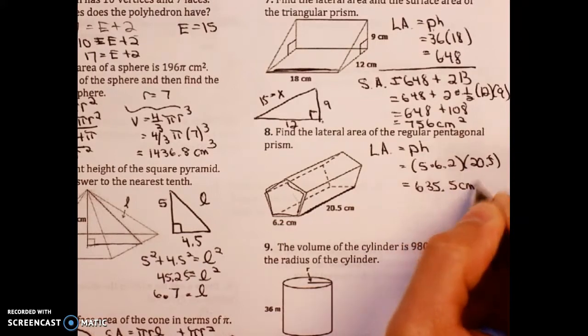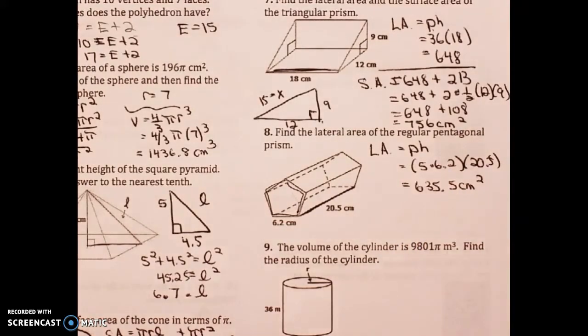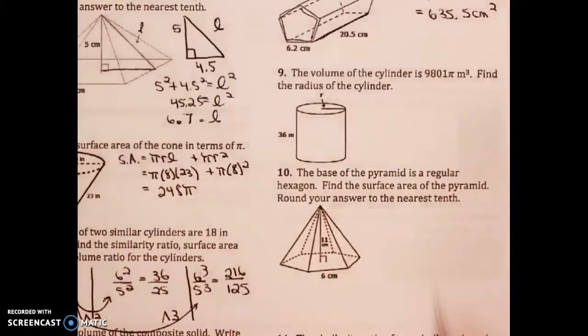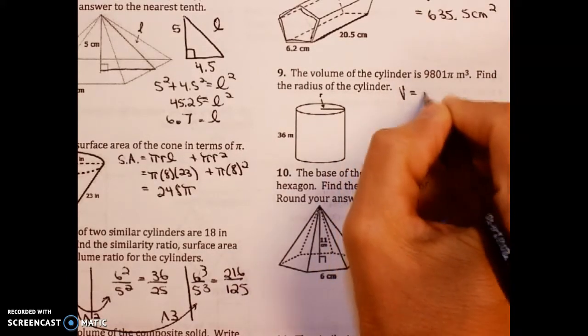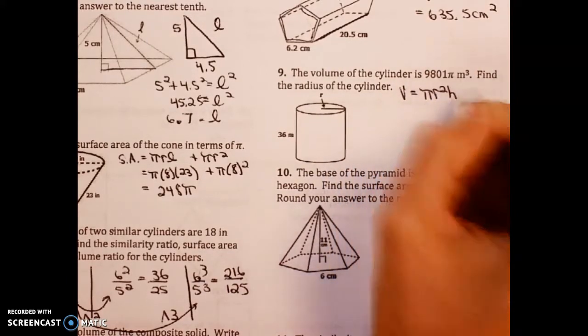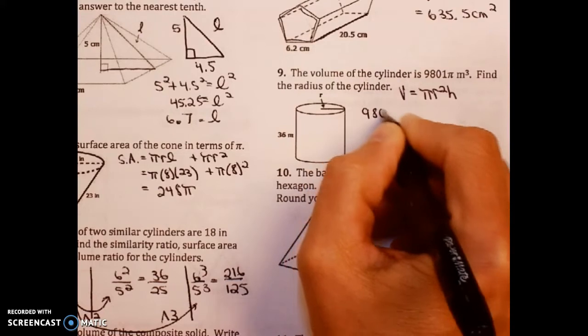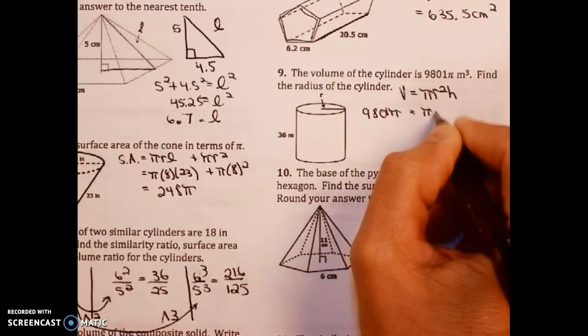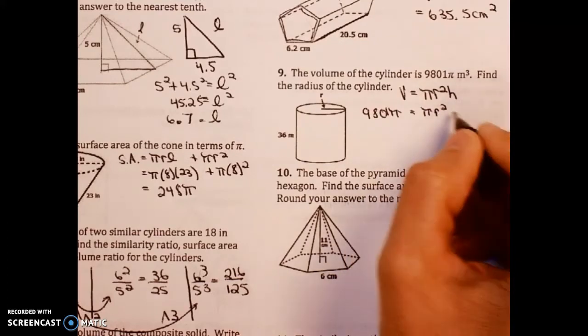.5 centimeters squared. And if I have time at the end, I'll come back and do the whole thing. Next one, they give us the volume of the cylinder, so let's write down that volume formula. Volume equals pi r squared times h. We're going to substitute in that volume. And we are asked to find the radius.